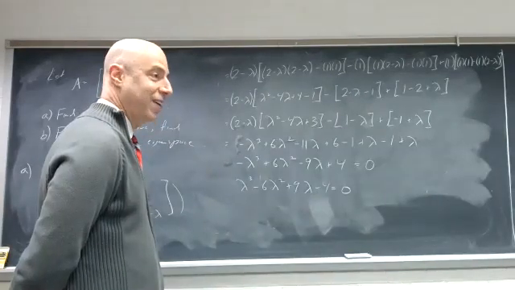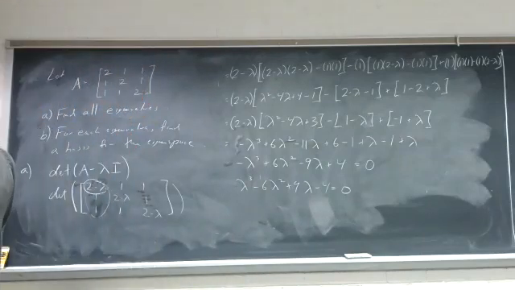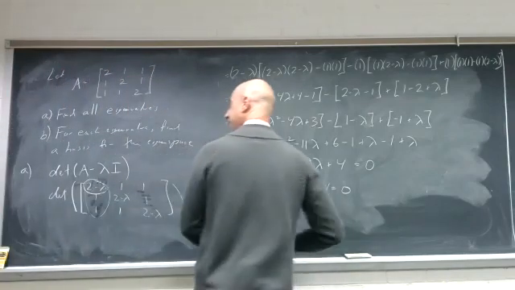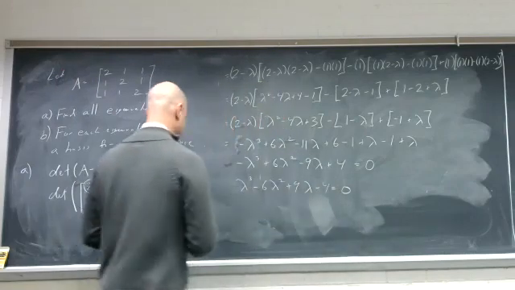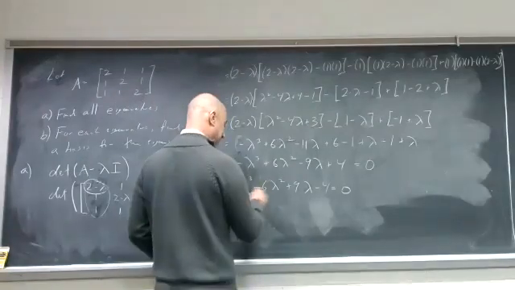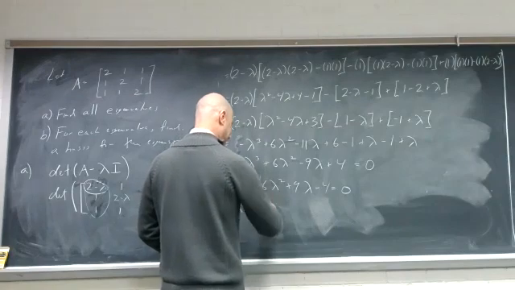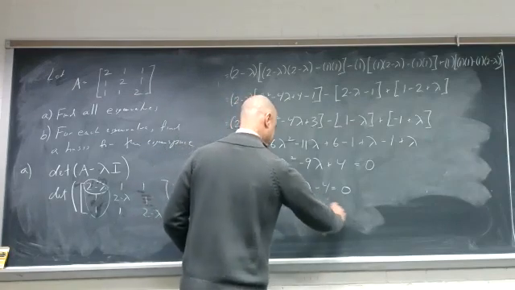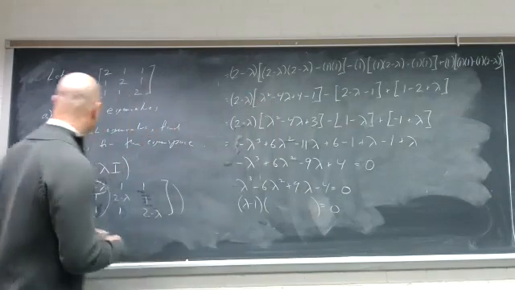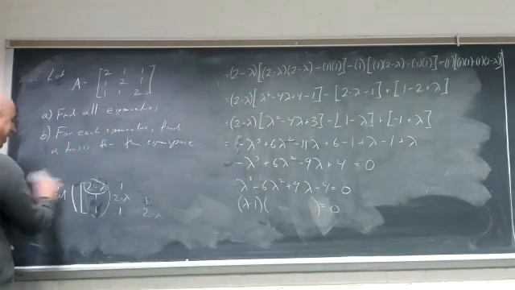Here's an easy one. I think 1 works. 1 works just fine, yeah. So since lambda equals 1 works, that means that lambda minus 1 is a factor. Let's see what the other factor is. Now we're using our pre-calculus stuff. To find the other factor, let's just divide.